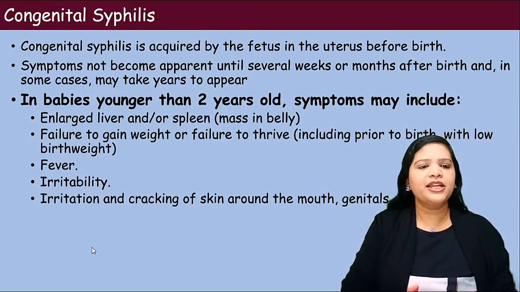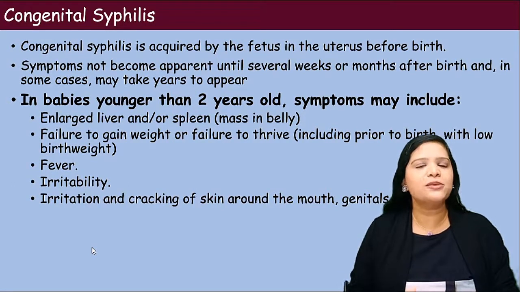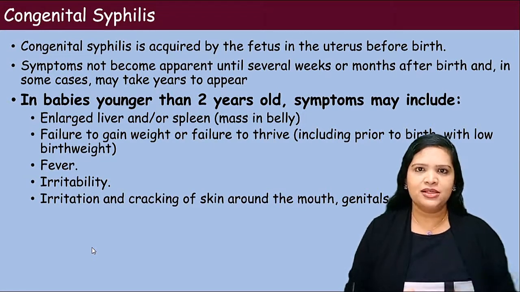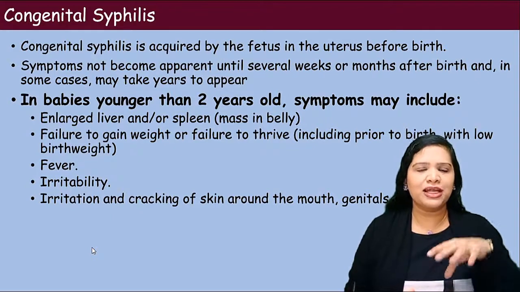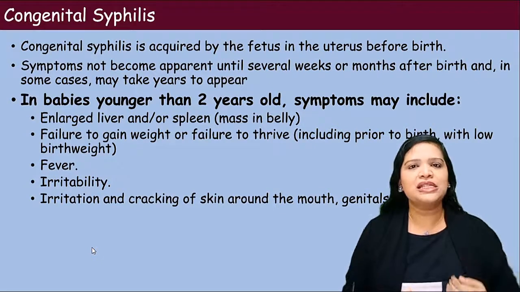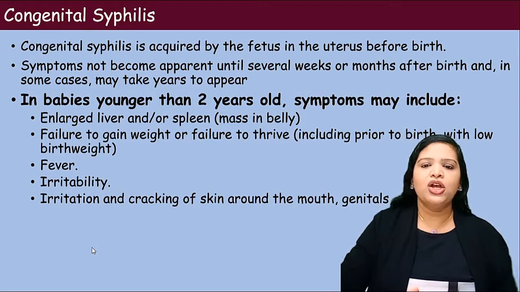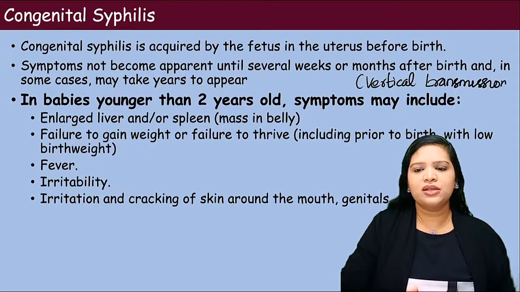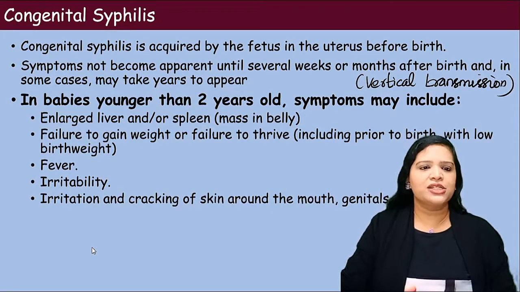We have another important thing here called congenital syphilis. What is congenital syphilis? Congenital syphilis means transmission of the infection from the mother to the fetus. That is called congenital infection. The baby is still in the uterus, but the infection is spreading from the mother to the baby. This is vertical transmission. Vertical transmission means the infection spreads from mother to fetus.